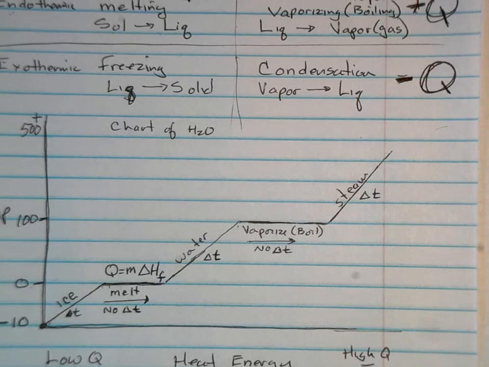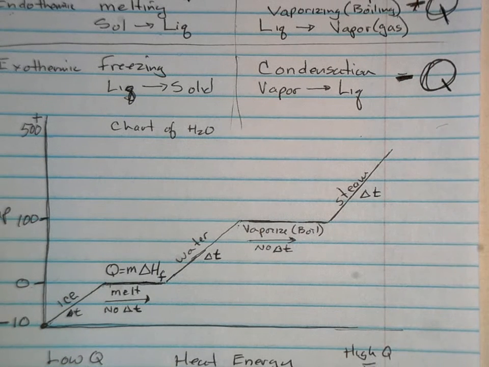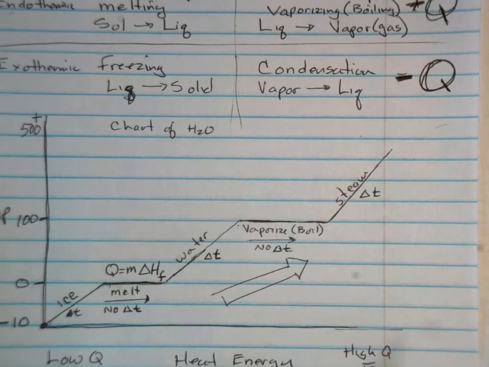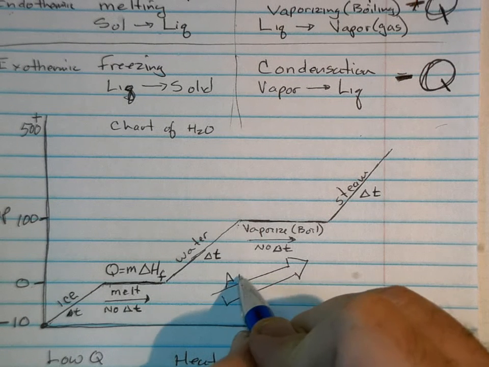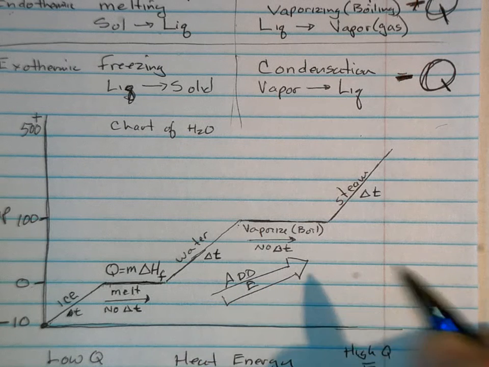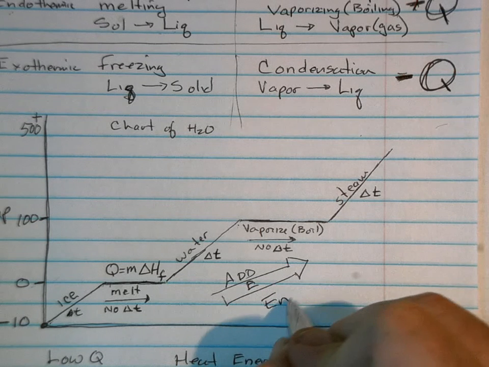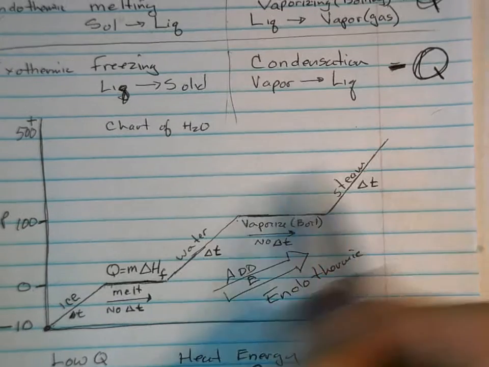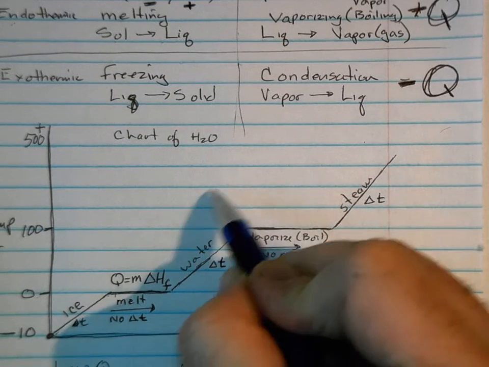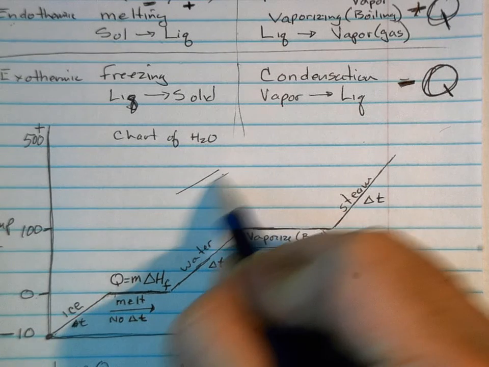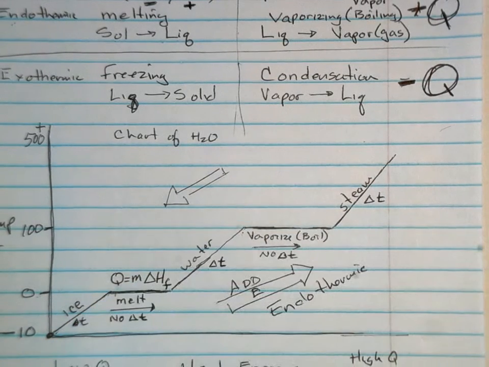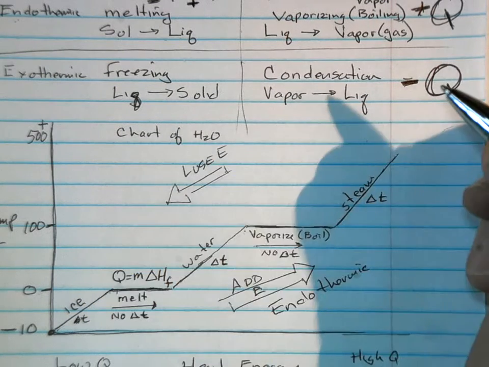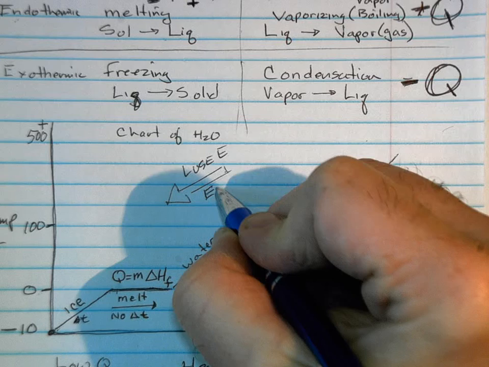So let's see. If we are going in this direction, we're adding heat energy. Adding energy going this way, that is going to be endothermic. This side over here, if we're going in this direction, let me draw an arrow up there, you're losing energy. It's going to be exothermic, because energy is exiting the system.